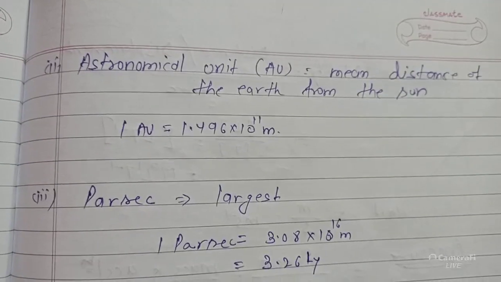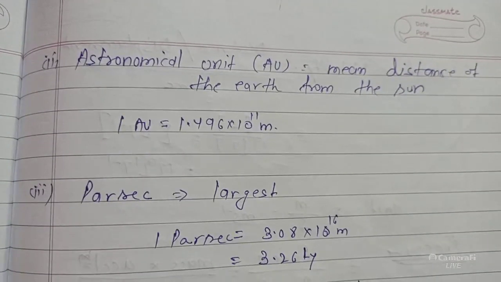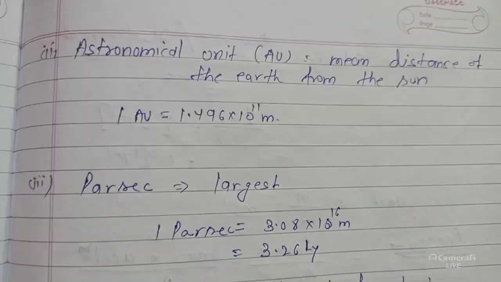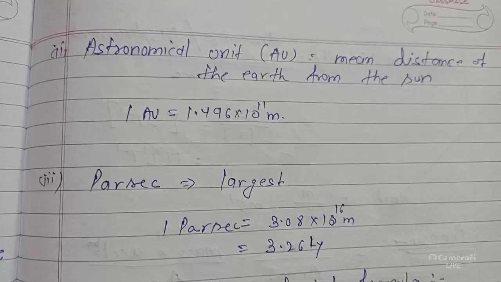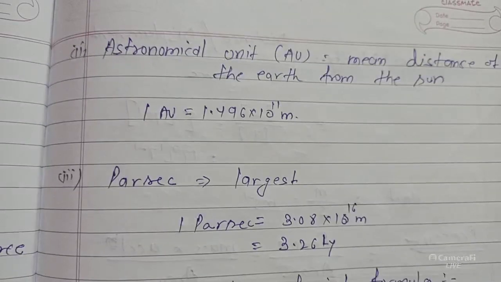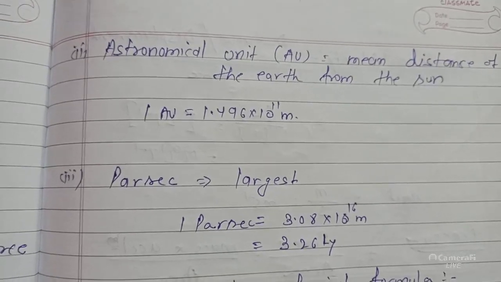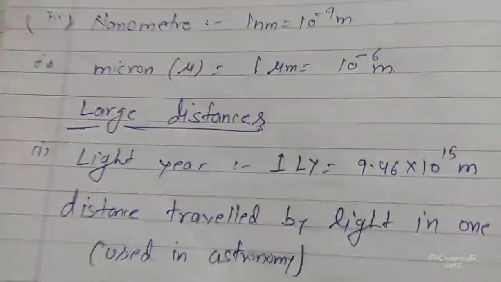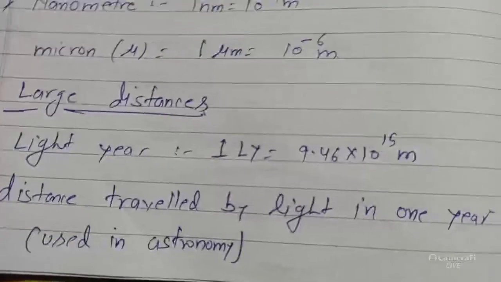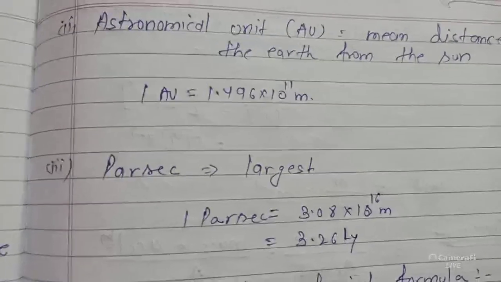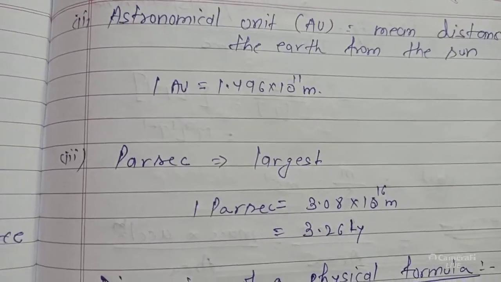Astronomical unit. Okay, what is it? It is the mean distance of the earth from the sun. The astronomical unit is the mean distance of the earth from the sun, and the unit is equal to 1.496 into 10 to the power 11 meter. So you can see this is smaller than the light year. Light year is 9.46 into 10 to the power 15 meter, and astronomical unit is 1.496 into 10 to the power 11 meter.